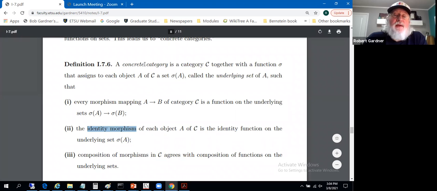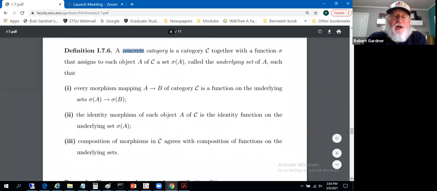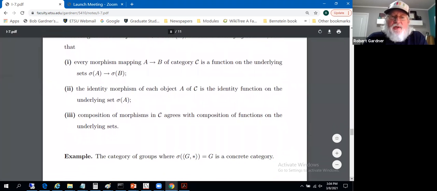It's kind of a suggestive word. It's much more concrete, more tangible than some of this more abstract stuff we were doing above. We've all got more experience with functions than we do with morphisms.